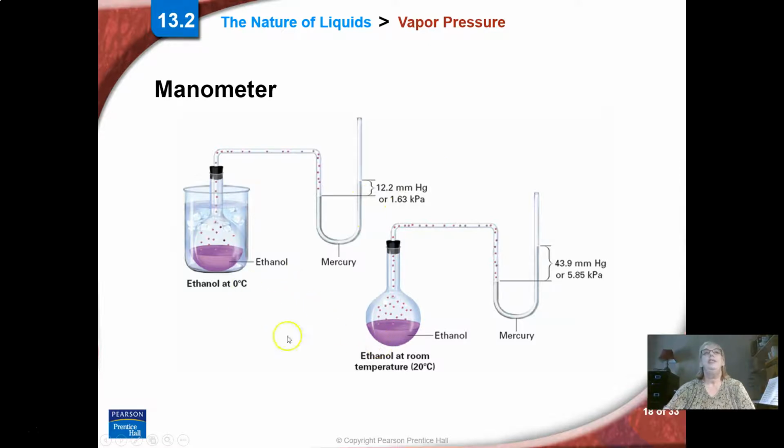That was at 0 degrees. If we increase the kinetic energy by changing to 20 degrees, we can make that vapor pressure get higher. This is a good measurement that we use in the lab to see how much we've changed atoms or molecules to the gas phase.